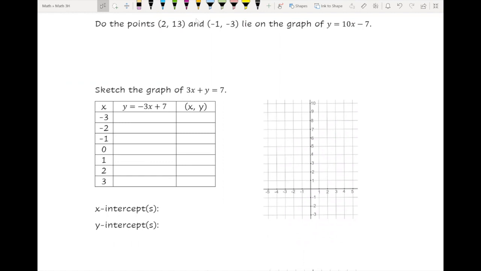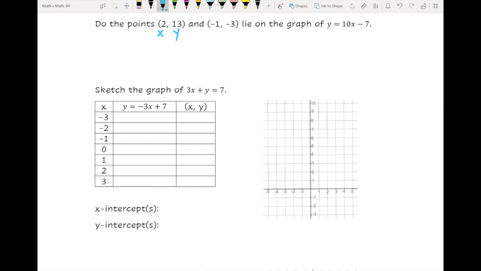Today we're going to look at graphs of equations. So we're going to start with points and then we'll move on to more of these graphs. So the first question is asking, do the points (2, 13) and (-1, -3) lie on the graph of y equals 10x minus 7? We recognize that this is an x, y point.